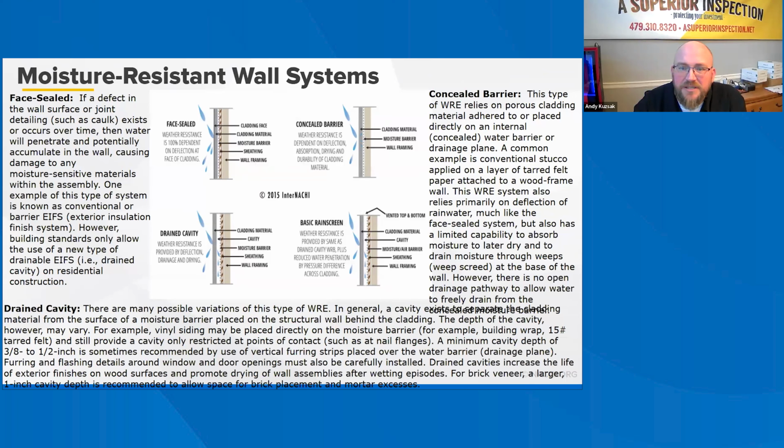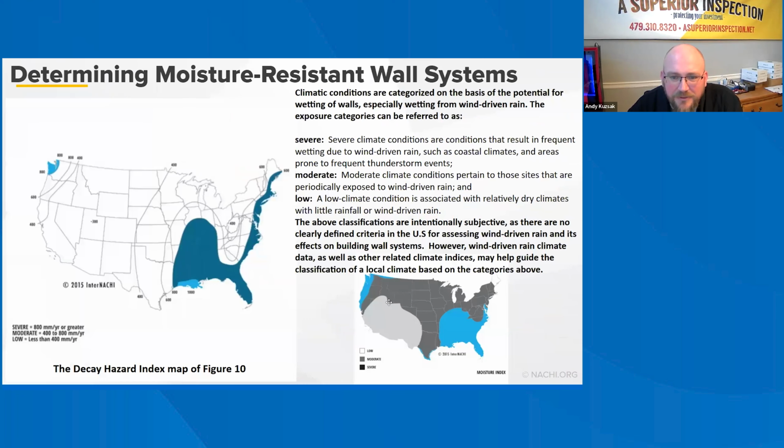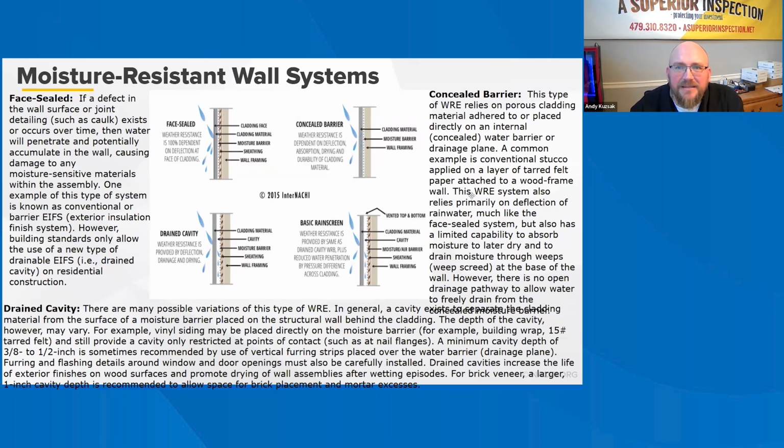Understanding a weather-resistant envelope system. You can see here, making that change allowed some wording to get mixed up here, so I apologize for that. So you have face sealed, drained cavity, concealed barrier, and then there's another one here, called the rain screen. Rain screen is not typical as a moisture-resistant wall system, but we'll go over it here in a second.